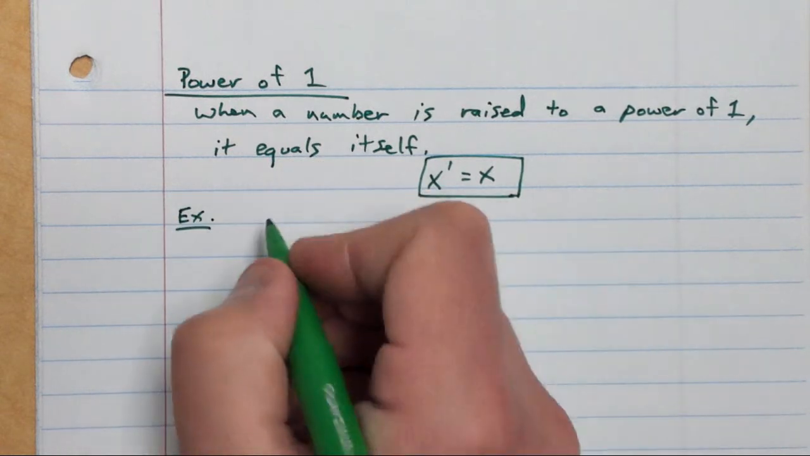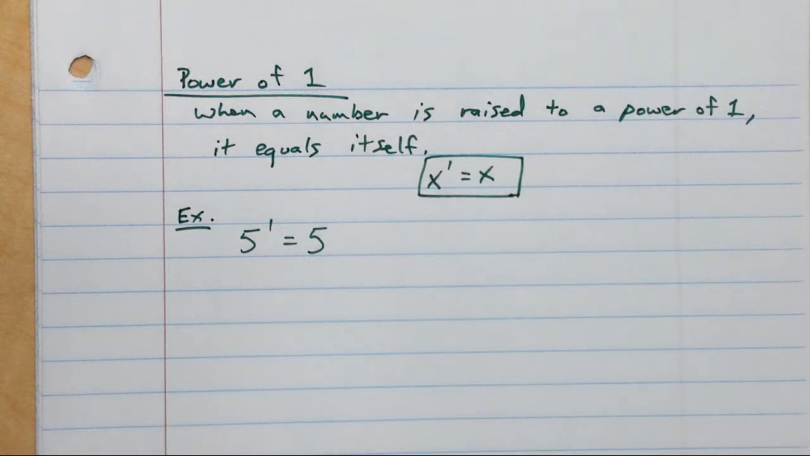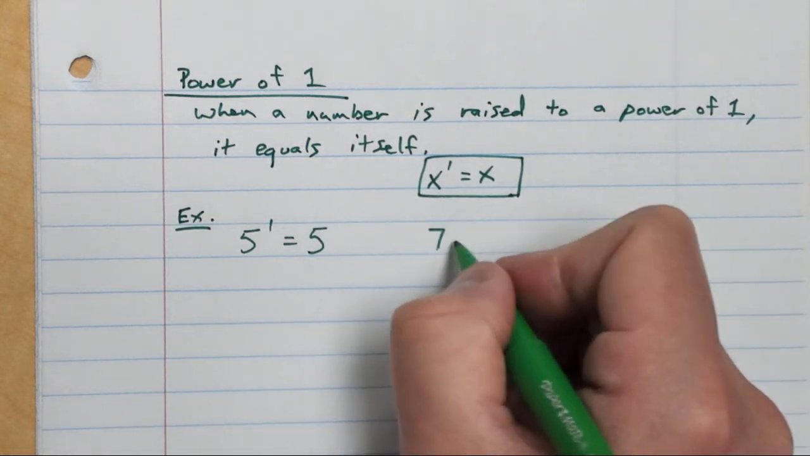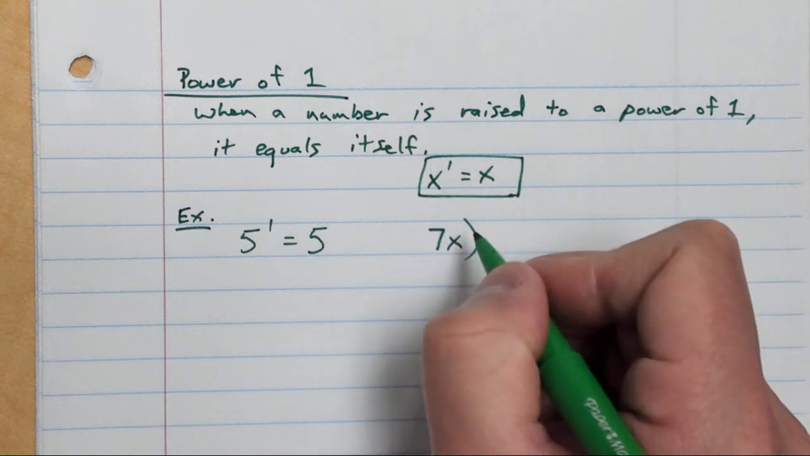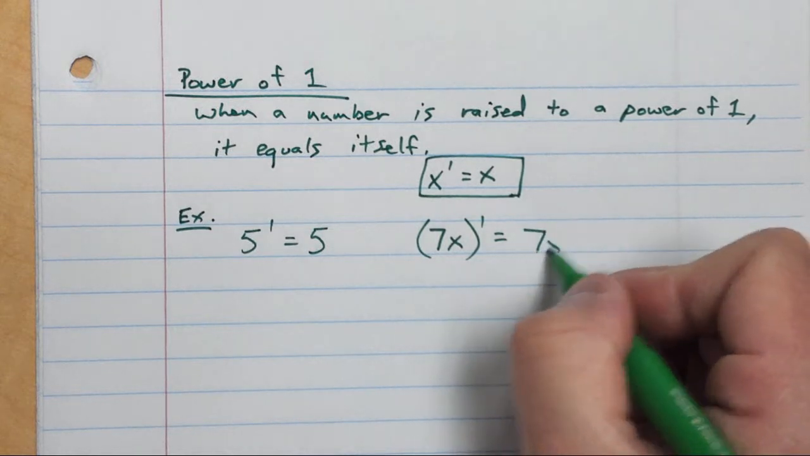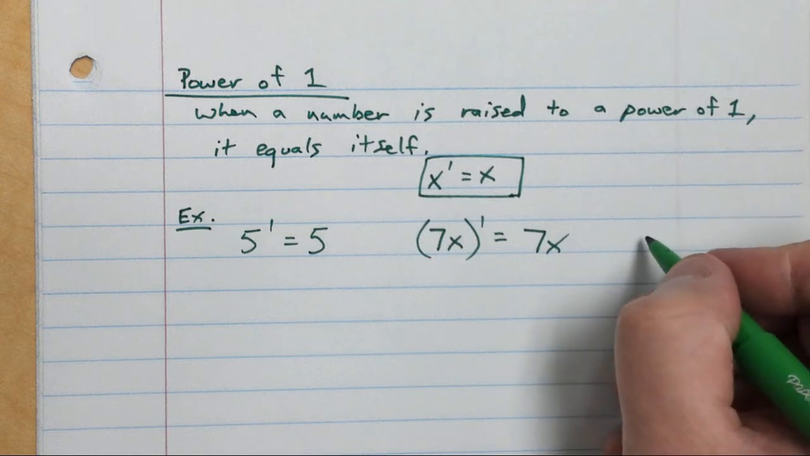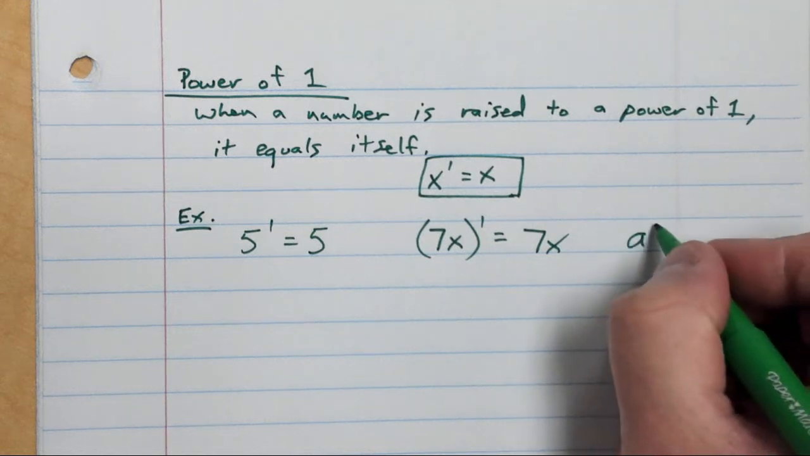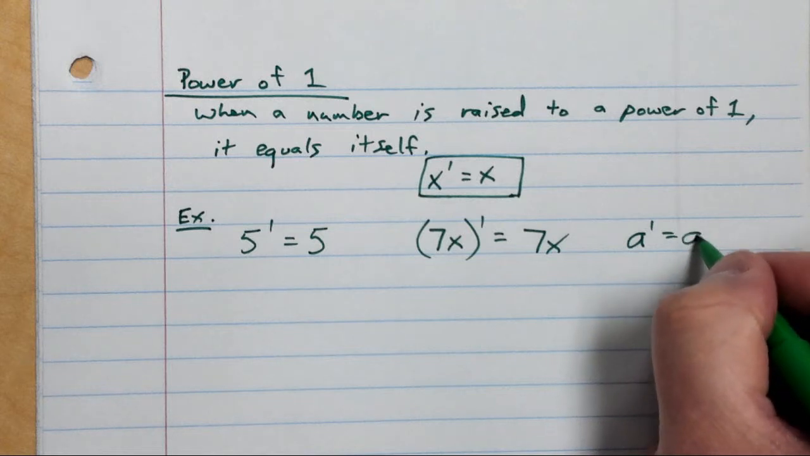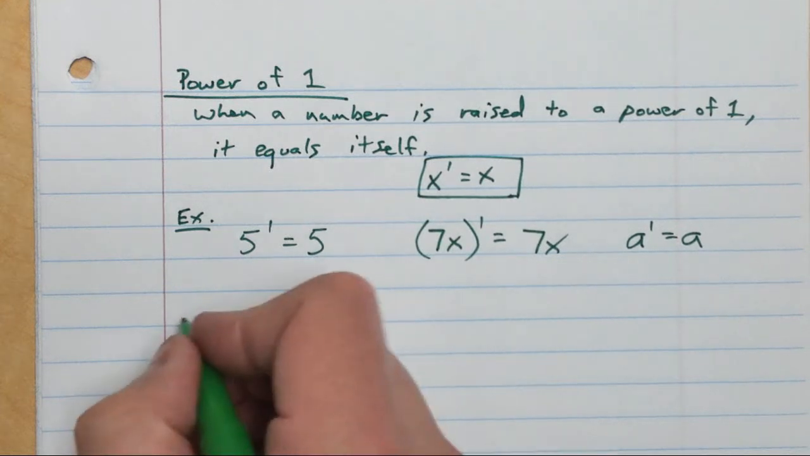If I were to raise 5 to the power of 1, you get 5. 7 times x to the power of 1 would just get you 7x. We're raising both things here by the power of 1. I'm going to say just the variable a raised to the power of 1 gets you a. So the idea is if you raise anything to the power of 1, you just get itself back. And that's the idea.